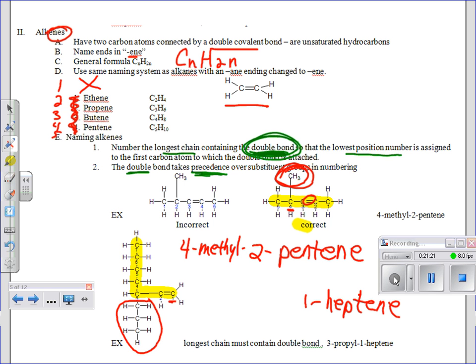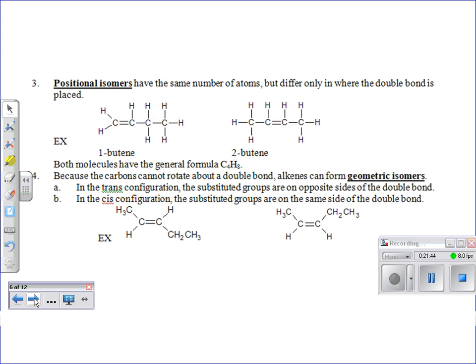It's propyl. So we've got a propyl, and it's coming off of carbon number 3. So you get a 3-propyl 1-heptene. These are kind of fun. Put away the crossword puzzles and Sudokus and stuff. These are more fun. So that would be our name on that guy.